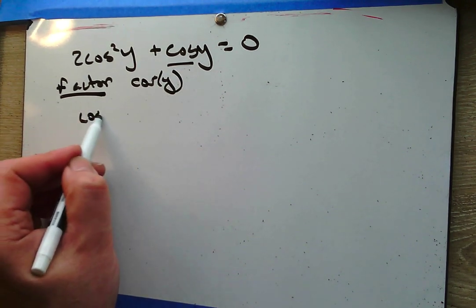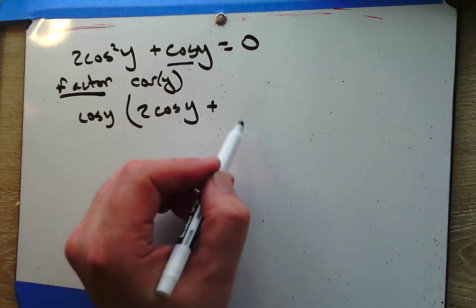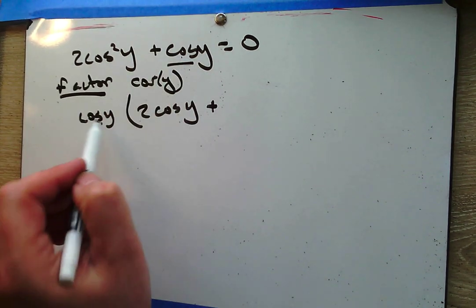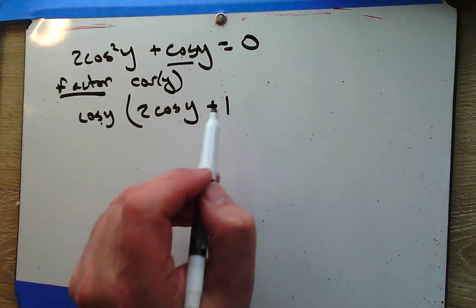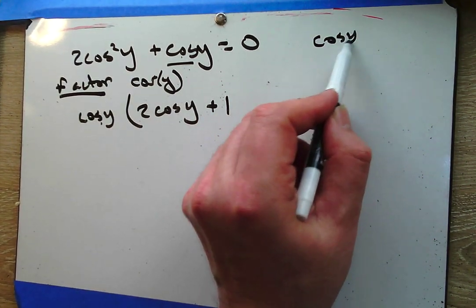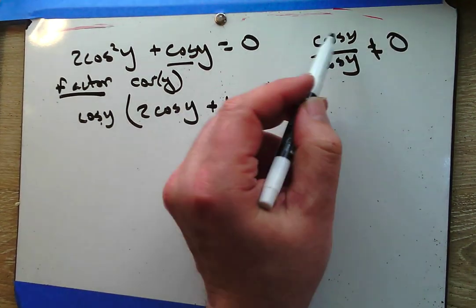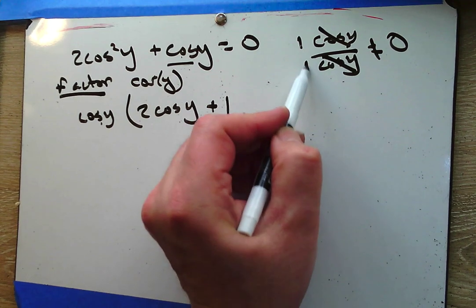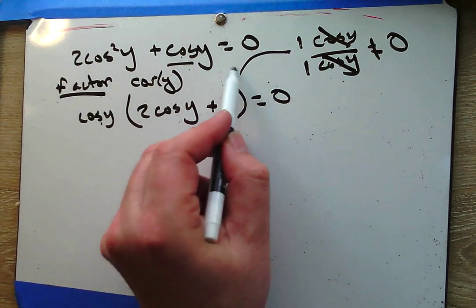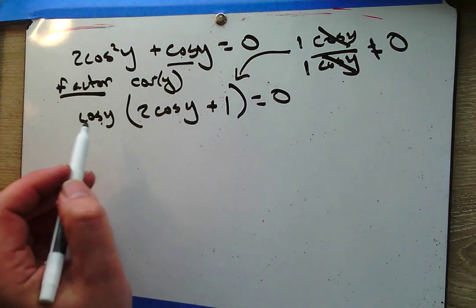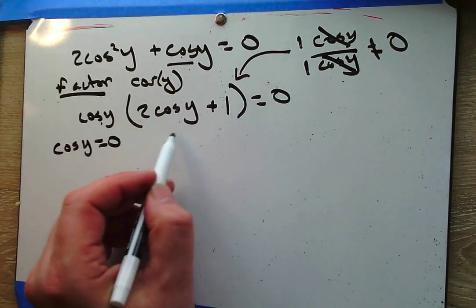So cosine y, 2 cosine y plus cosine y divided by cosine y is not 0, it's 1. Don't forget that 1. Cosine y over cosine y does not equal 0. Cosine divided by cosine is 1 over 1, or 1. Okay, don't lose that 1. So now we have factored form. We can set each factor equal to 0.